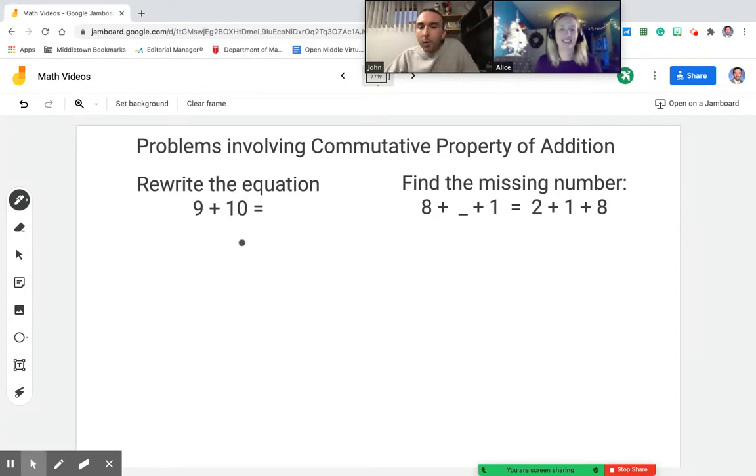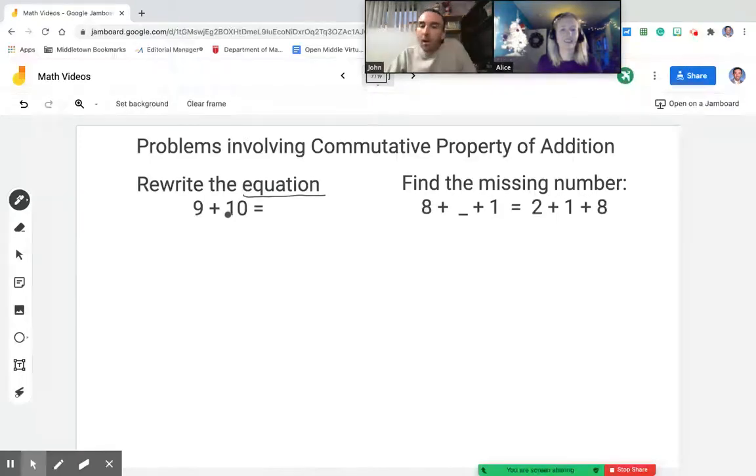Okay, so for our next problem, we are going to rewrite the equation 9 plus 10 equals blank. And just to remind everybody, an equation is a statement of equality. It's saying that the amount that's on the left is the same as the amount that's on the right. So you can think of it as a balance scale. Whatever I weigh on the left has to be identical to what I weigh on the right.